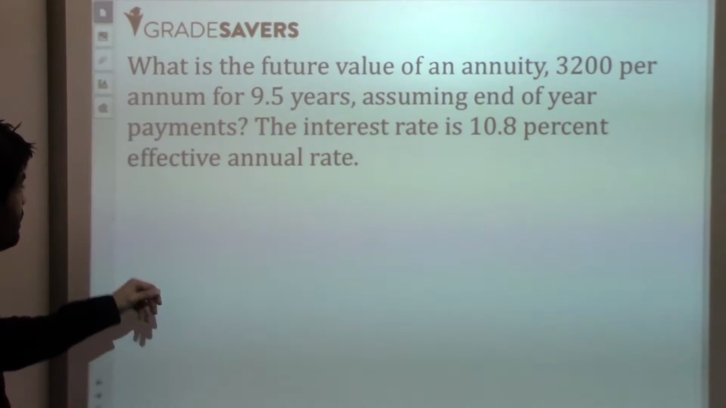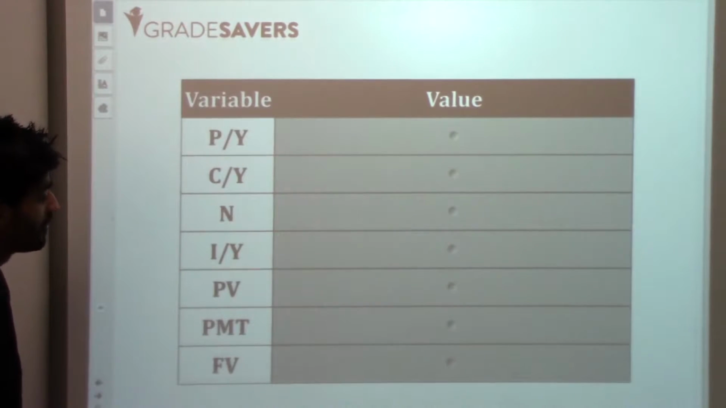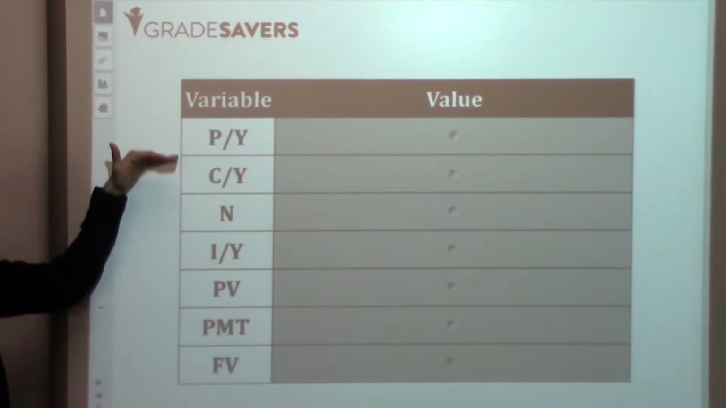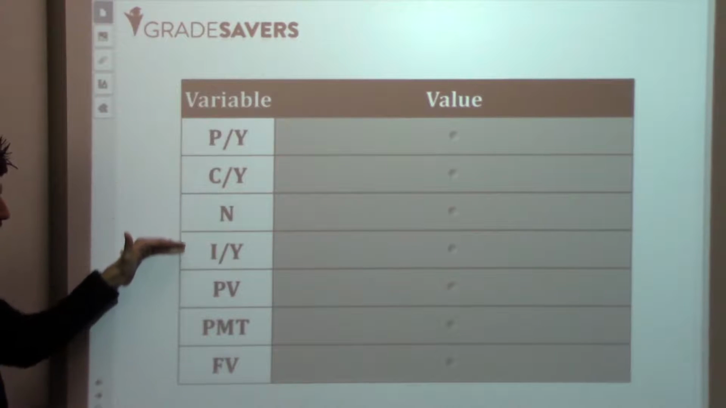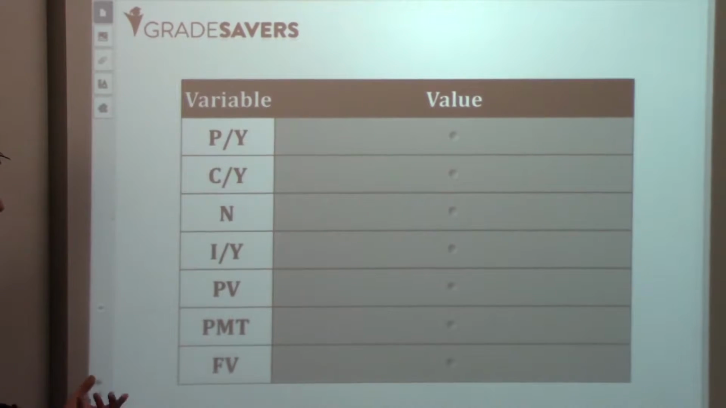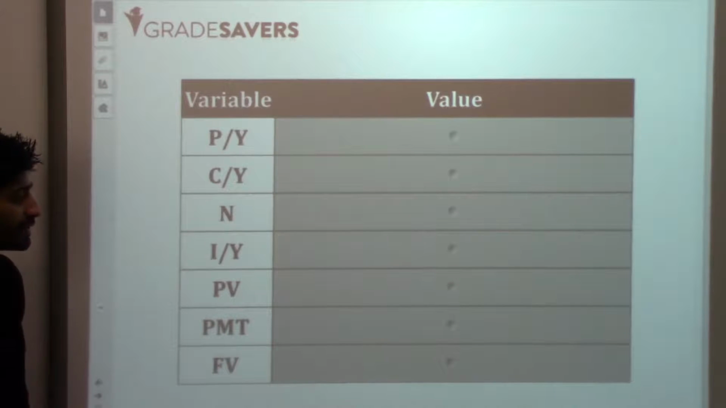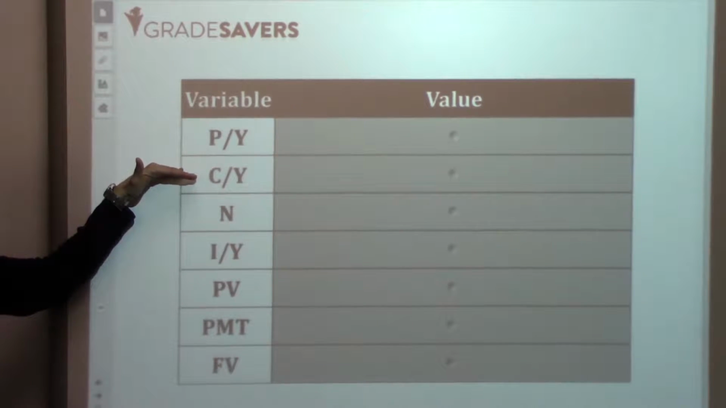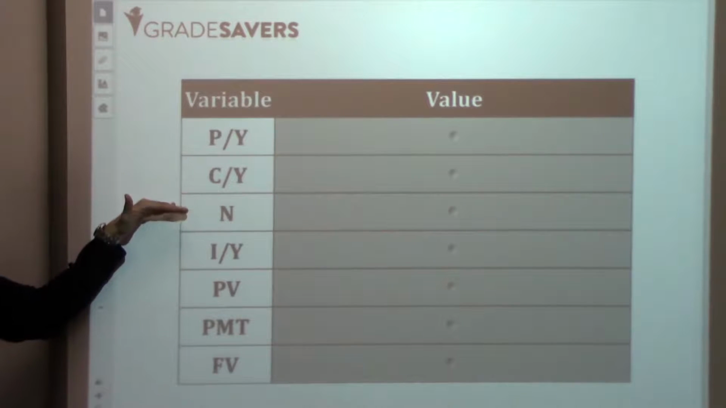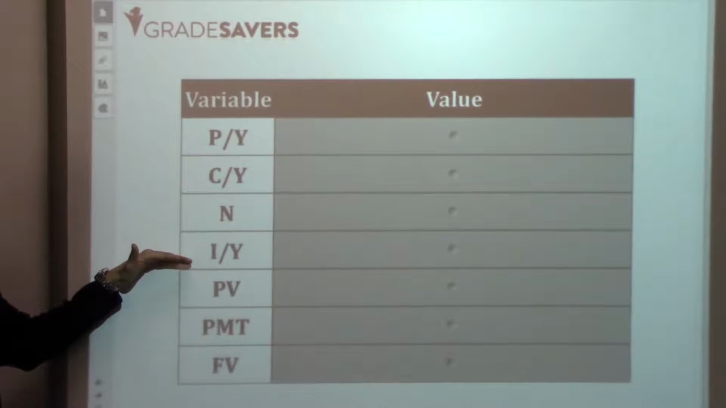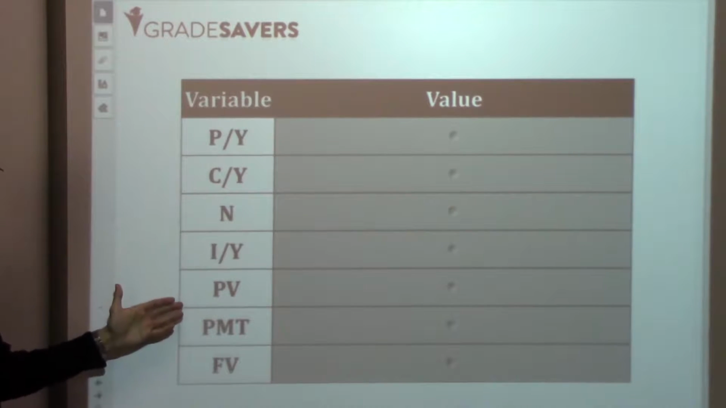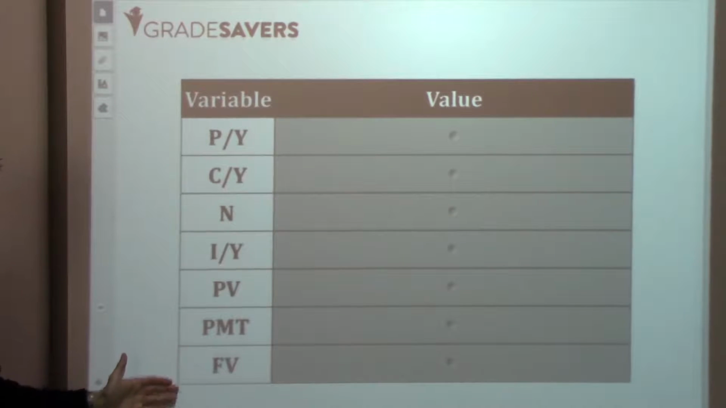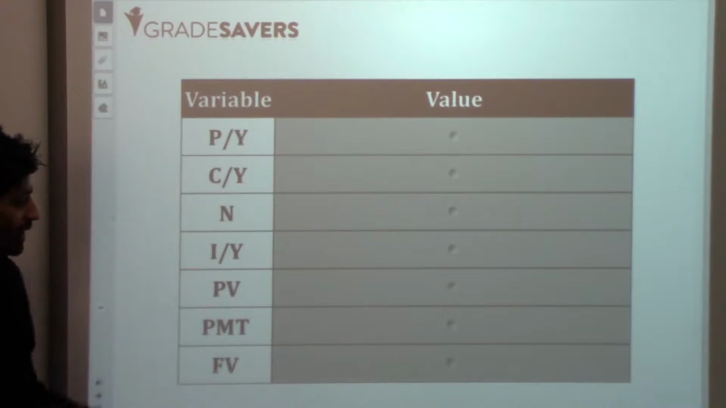So when we're dealing with a TVM problem, such as this one, the very first step is simply to set up a table where we list all the TVM variables that exist. At this point, we should be pretty familiar with these. We have PY, or payments per year, CY, or compounds per year, N, or the total number of payments, IY, or the interest rate per annum, and then present value, payment, and future value. So I'll give you guys a few seconds to set up a table kind of like this table.